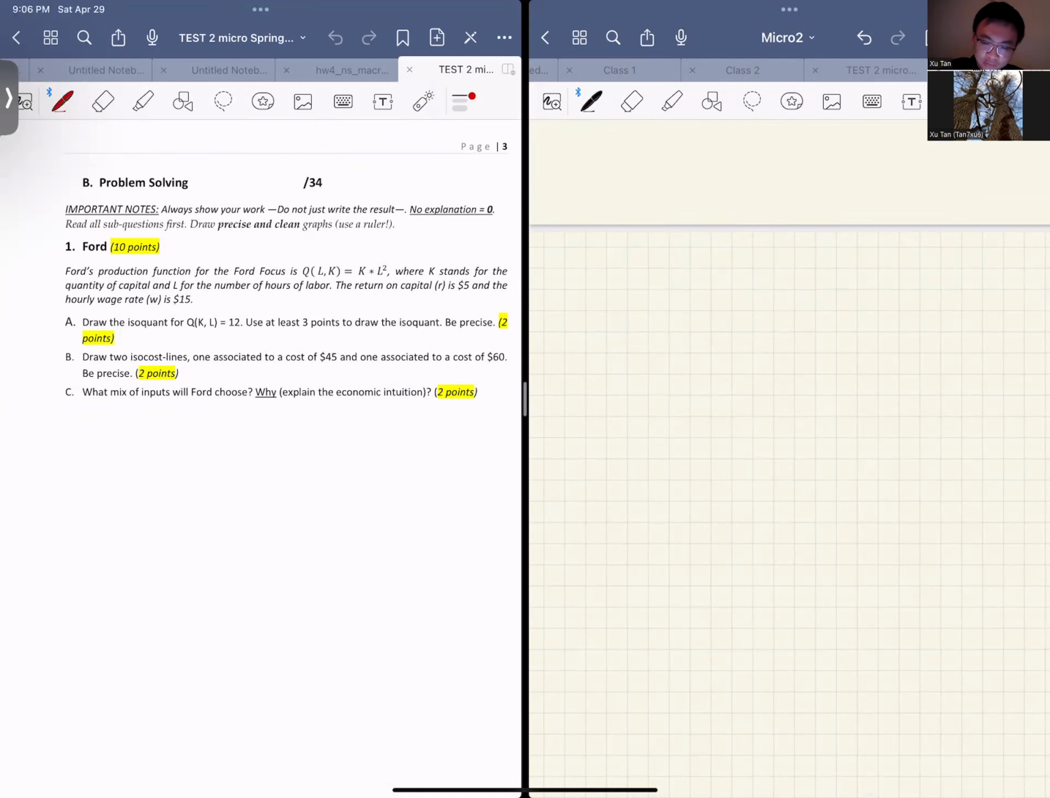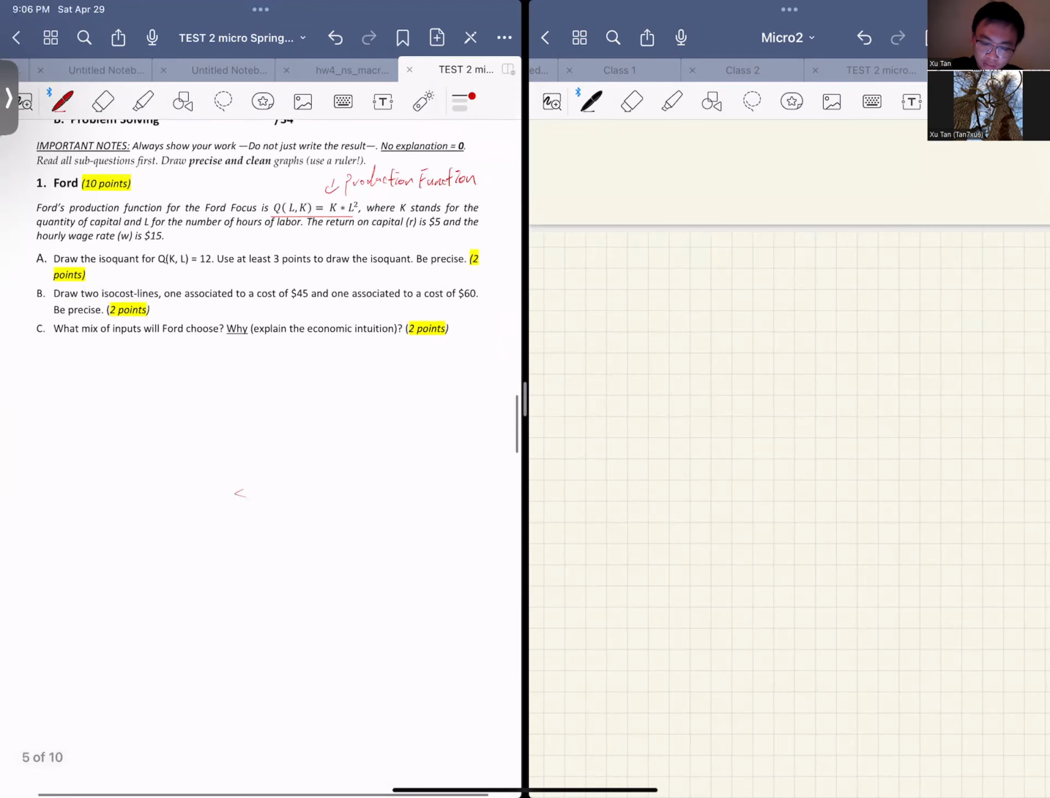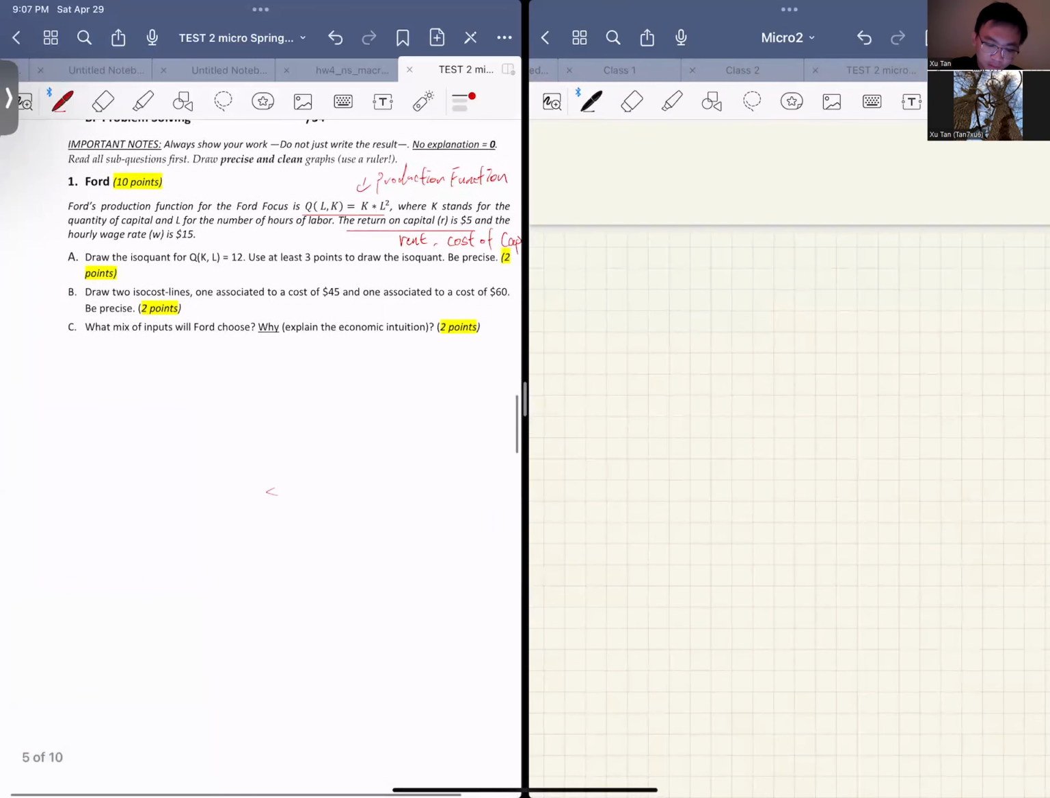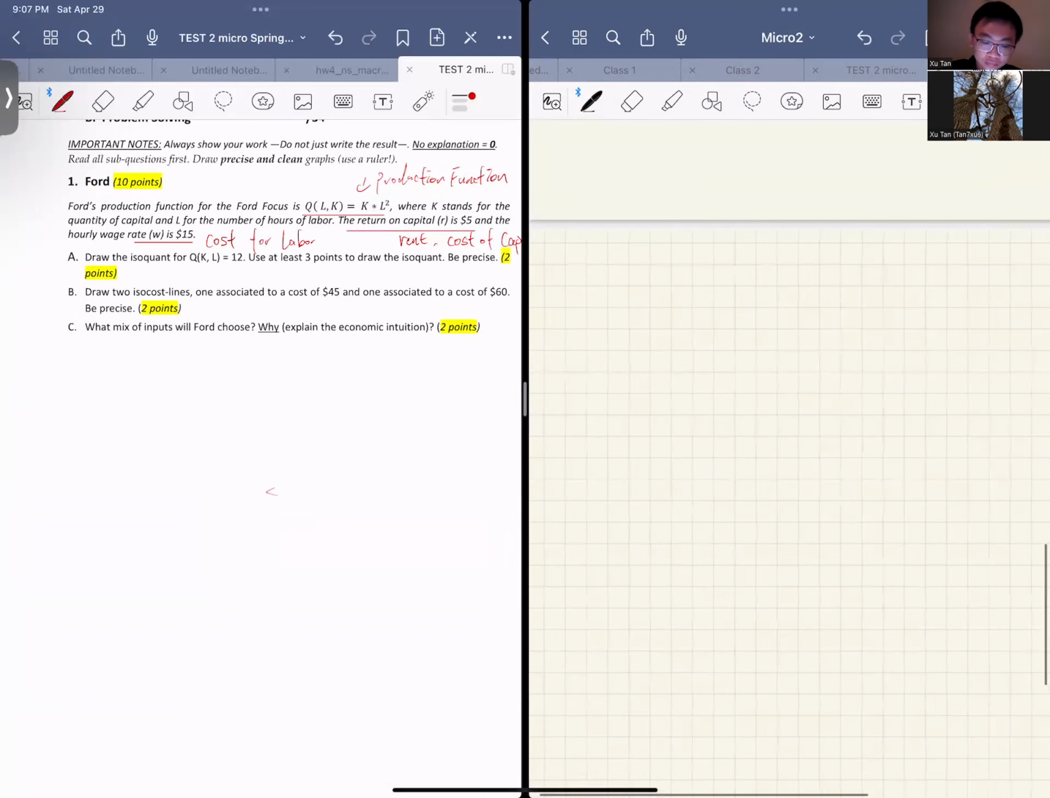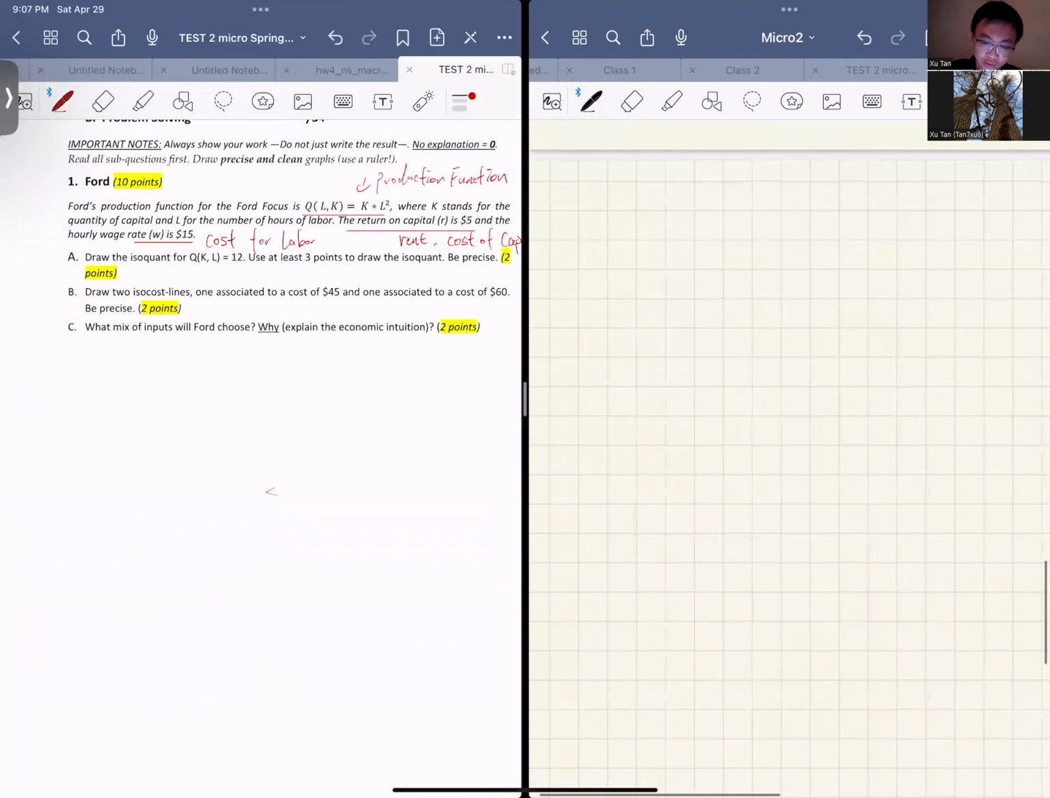Okay. So first, in the exam, make sure when you see an equation, please mark it. So the first, this is production function. And return on capital, this is rent, which is cost of capital. And then this is cost for labor. So we have these two equations. Now we can start the question.